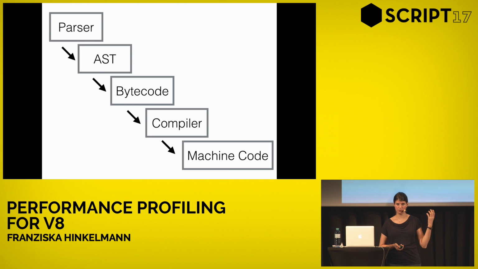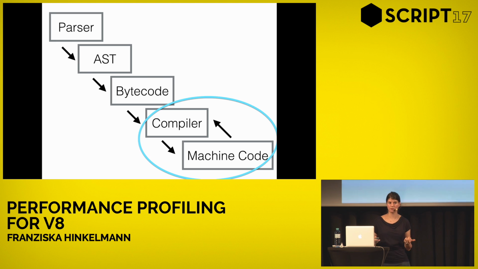So your typical compiler pipeline looks like this. You have a parser that's generating an AST. You generate bytecode, and then the compiler compiles this bytecode into machine code, which you can execute. In JavaScript, if you care about performance and you're not restricted to the tiniest little IoT device, the JavaScript engines have just-in-time compilation, a JIT compiler.